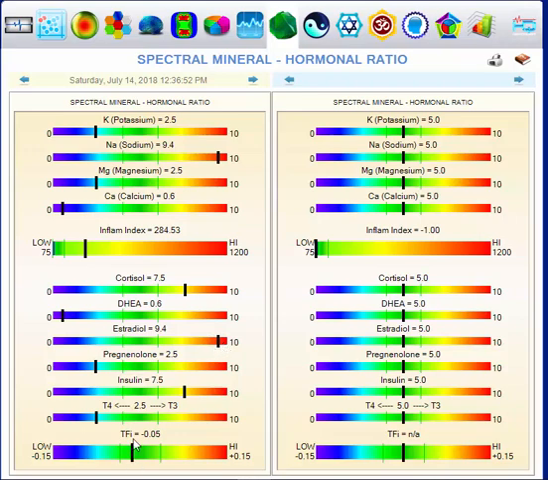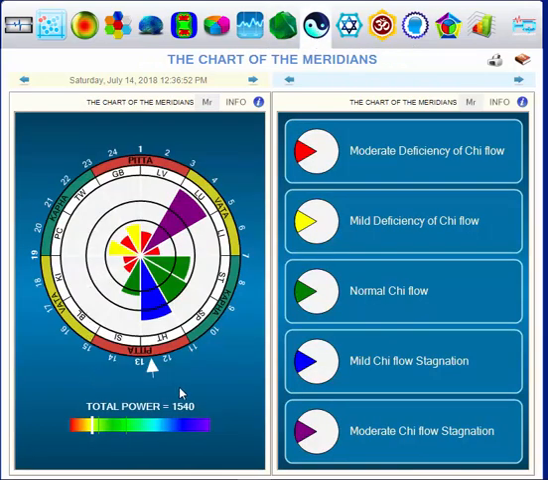Thyroid function index is in the green zone, this is a good indicator. Insulin is kind of close to the green zone, so this is a good one. So let's move more into the Chinese medicine. So we want to see how this is distributed, and this will help us to find out what's actually going on. First, we want to see what's the total power.